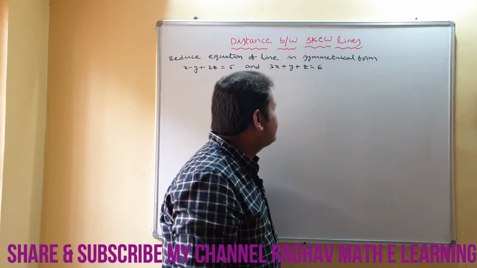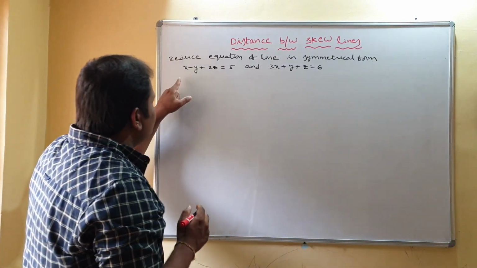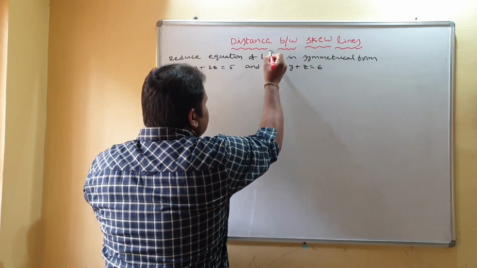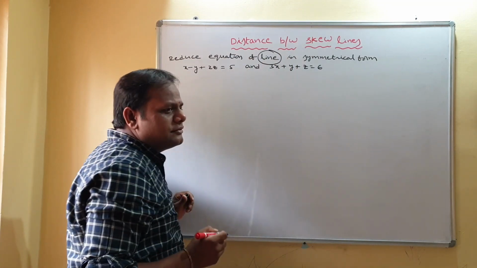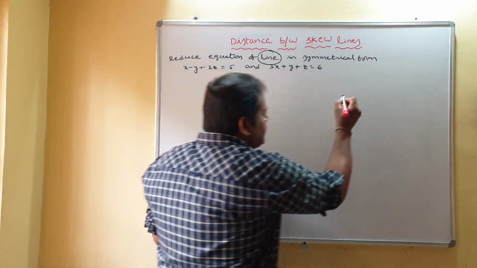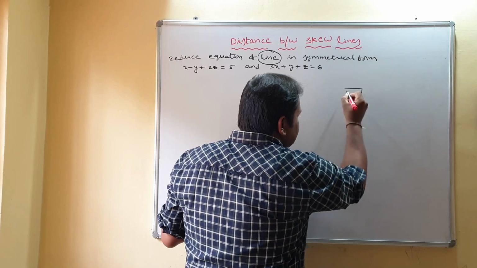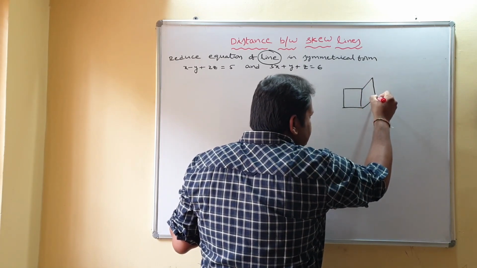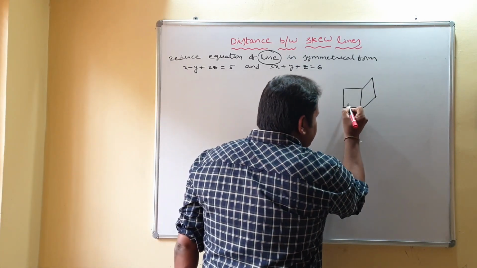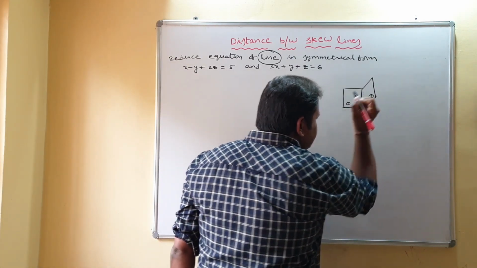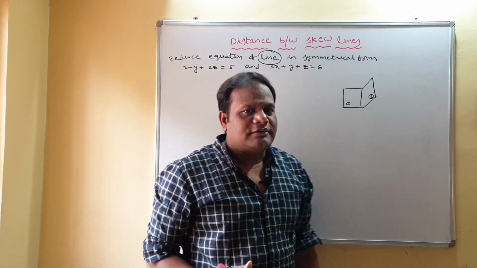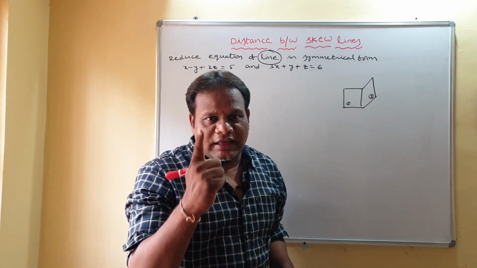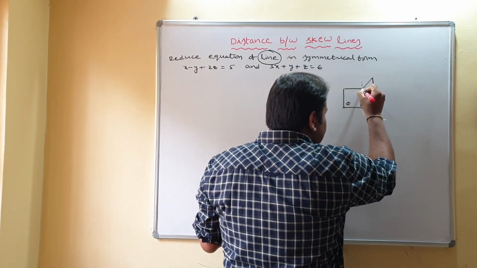See, here two plane equations are given and they are calling this a line. If any two planes intersect each other, suppose I am taking that this is one plane and this is one plane. So this is the first plane and it is the second plane. Two planes intersect each other. If any two planes intersect each other, we will get one line. So this is the line.